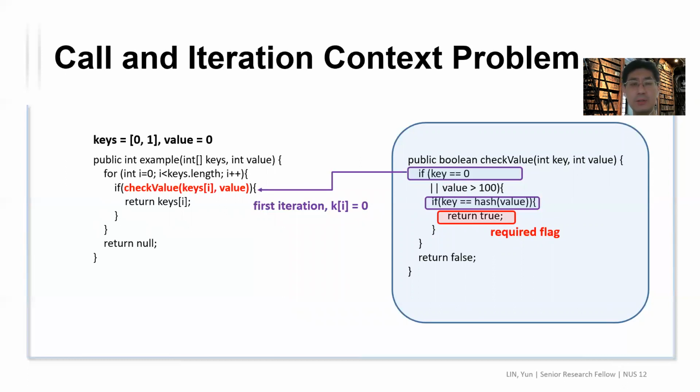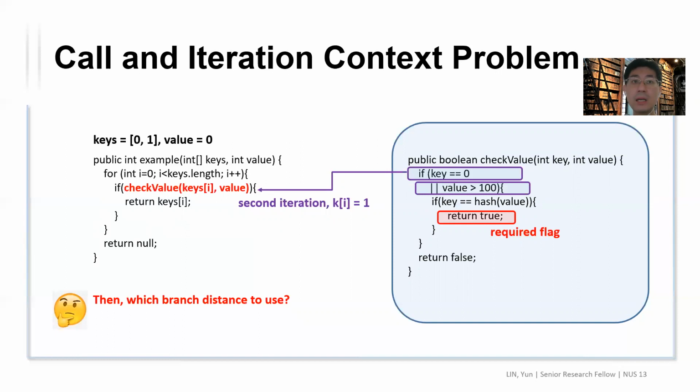In the first iteration, the execution goes through the first and the third conditions for the required flag. In the second iteration, the execution goes through the first and the second conditions for the required flag. Different execution leads to different branch distance to reach the required flag. Therefore, which branch distance should we use in such a case?